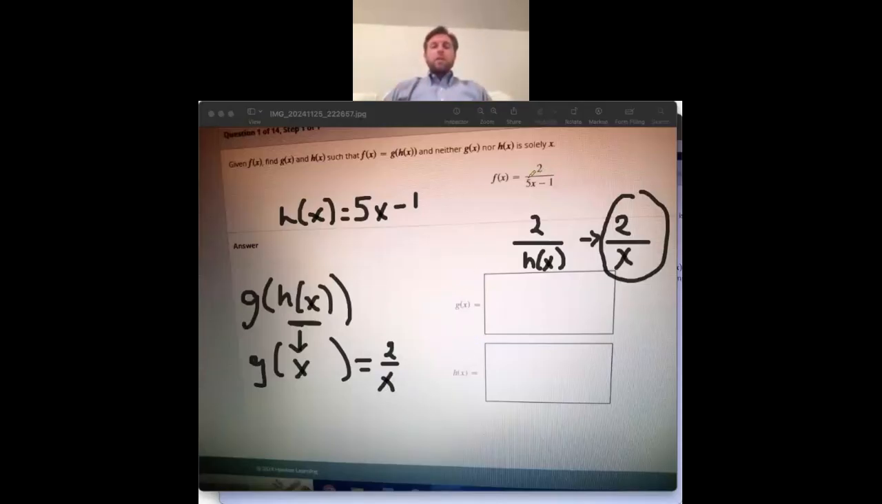So you take the overall structure and just pull out part of it. Look at where the variable is, and basically wherever the variable is, that's what you're going to make h of x. So how about this? Does this sort of help out with this one?